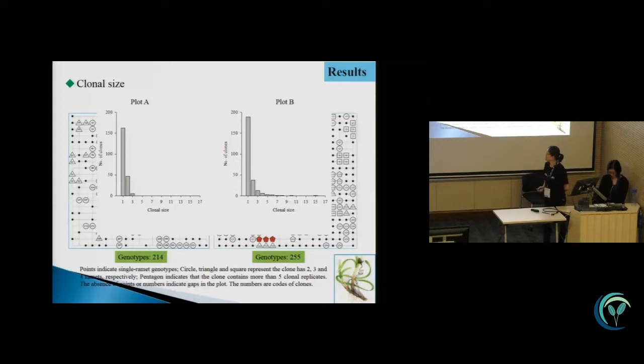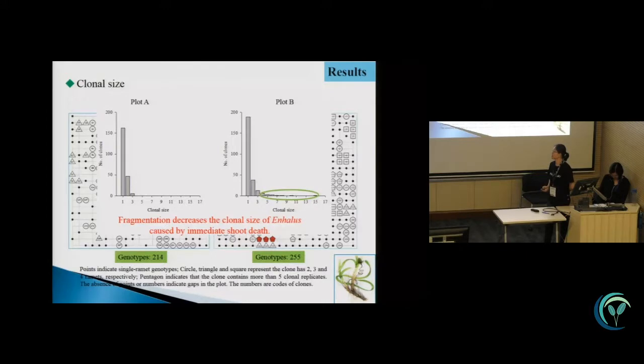Overall, we found that there are more large clones in plot B than in plot A. This result suggests that fragmentation may decrease the clone size of Enhalus due to the death of the shoots.